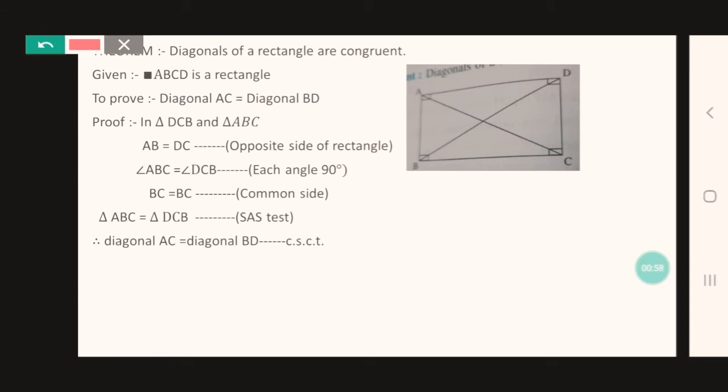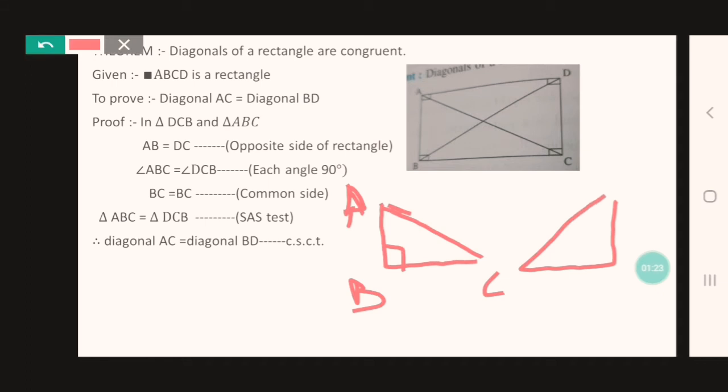Okay. So here we begin with the proof. Now here we have to consider two triangles. So I'll just draw the triangles over here of quadrilateral ABCD. So here it is A, B and C, where this angle is 90 degrees, and here is another triangle, that is D, C and B, where C is the right angle.